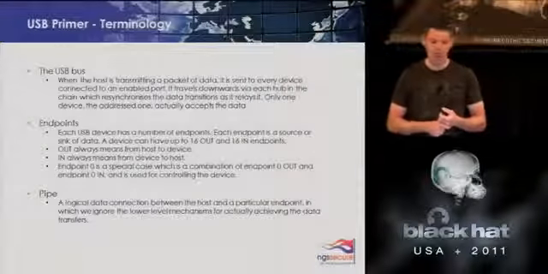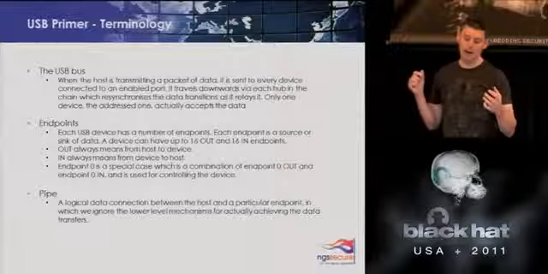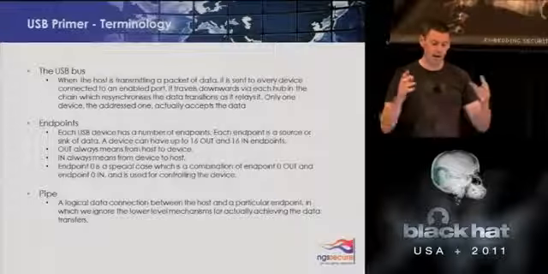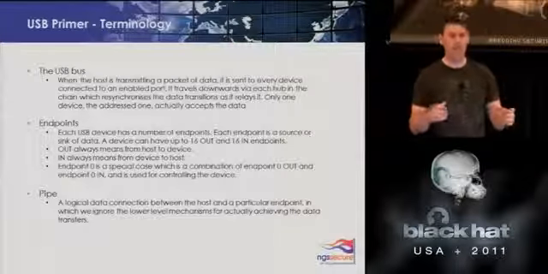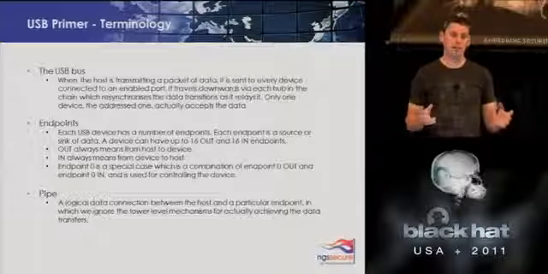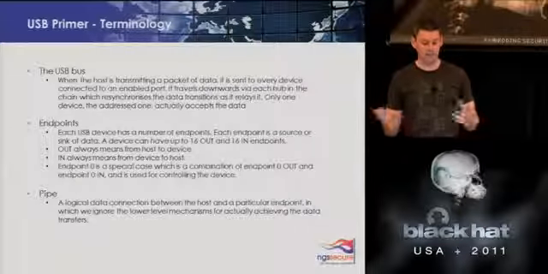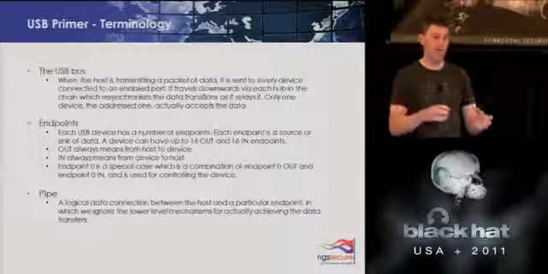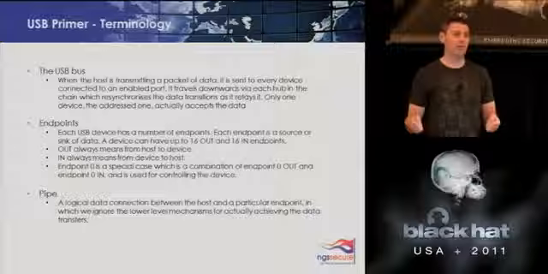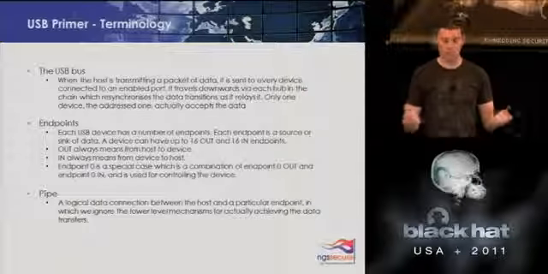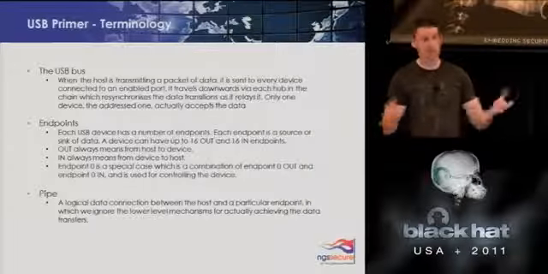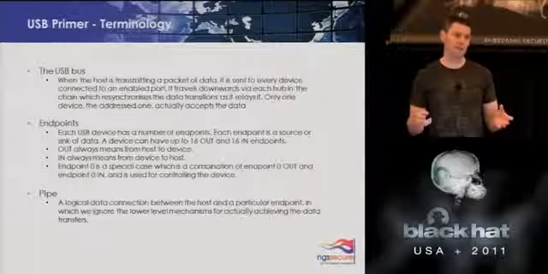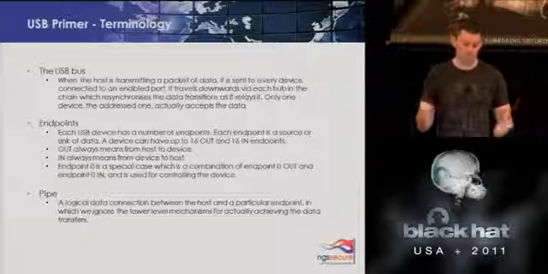So USB is a bus. When the host is communicating, all the devices on that bus can see the data, but they only process the data associated with the address that's been allocated for that device. So once a device has been enumerated and it's up and running on the bus, it's been allocated an address, and data associated with that address gets processed by that device.